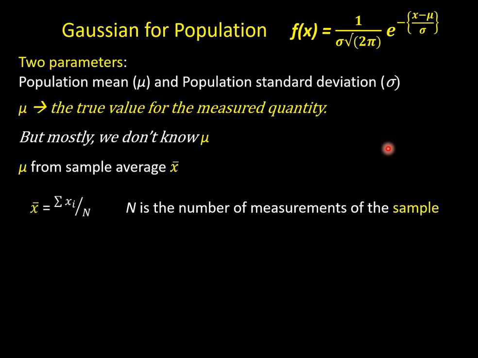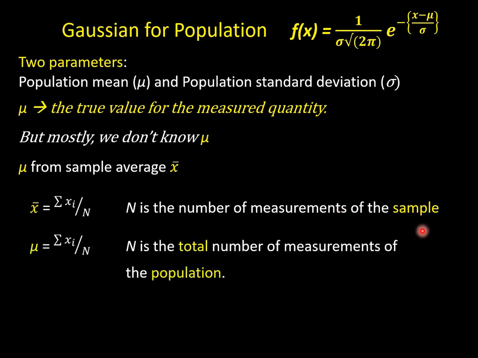How do you do that? Well, the definition is simple. x average is the sum of our x values divided by n, where n is the number of measurements of the sample. The expression for mu is exactly the same, but there n is the total number of measurements of the whole population, which is obviously very big. And intuitively we can say that if you take n very large, then x average tends to mu as n tends to infinity. That's okay.